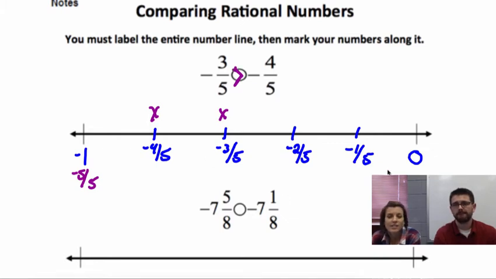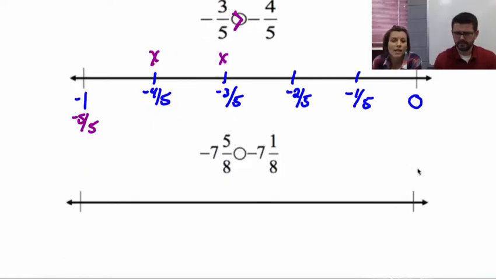All right, looking at example 2, we have -7 5/8 and -7 1/8. So we're going to use our integers, -7 on the right and -8 on the left, and we're going to count by eighths. I just got to put my marks on. Get them divided up even. Halfway would be -7 4/8.